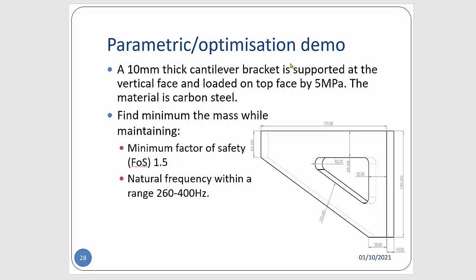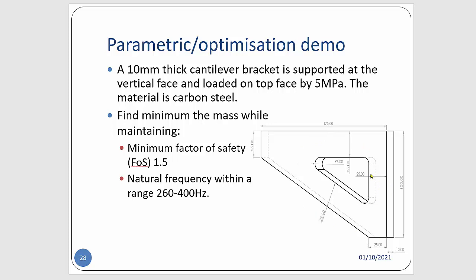In this video, we will focus on the parametric study, specifically the optimization. In this demo, we look at the 10 mm straight cantilever bracket, which is made of carbon steel. The vertical surface is mounted on the wall, which will be fixed in the simulation, and the top surface is subject to a uniform distributed 5 megapascal pressure. The dimension is given in this figure.